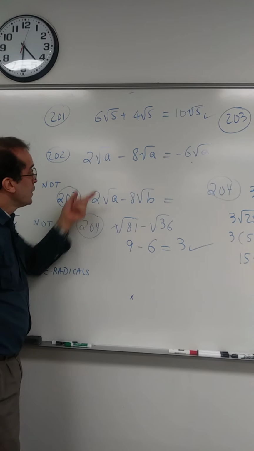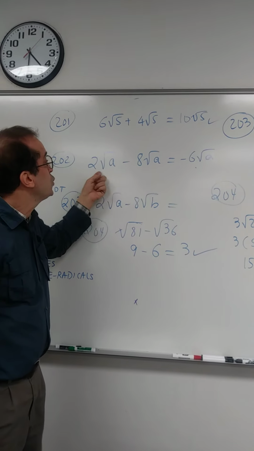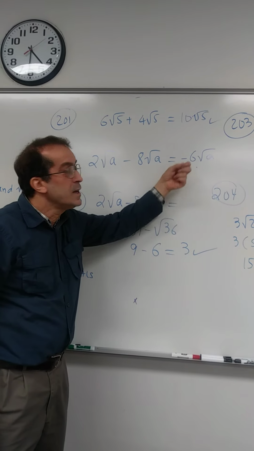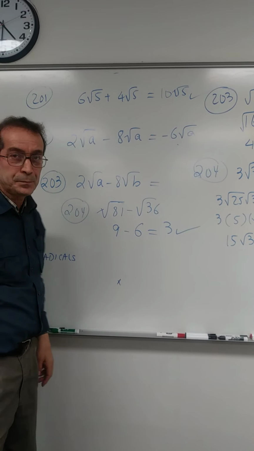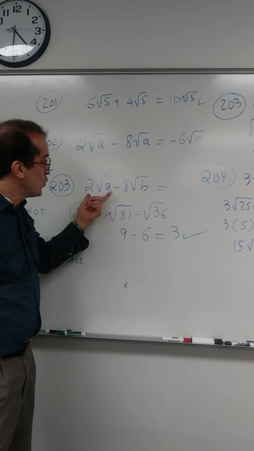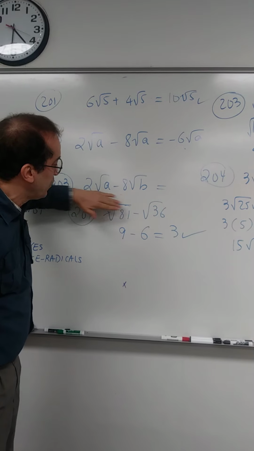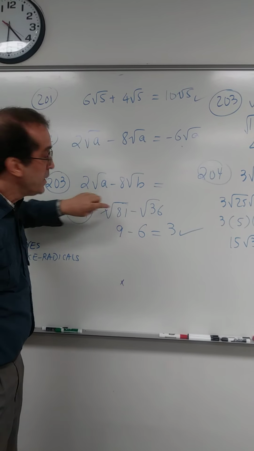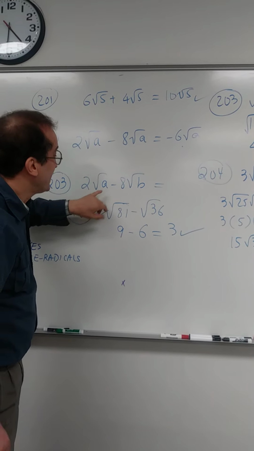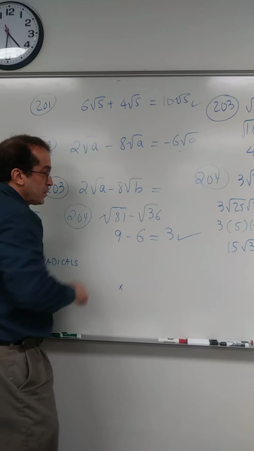Same thing here. 2 root a minus 8 root a, like radicals. 2 minus 8 is minus 6, so this is minus 6 root a. But if we had 2 root a minus 8 root b, we'll leave it alone because this is not simplifiable. These are not like radicals. They're both square roots, but it's of a and b. They're different. So these are not like radicals.